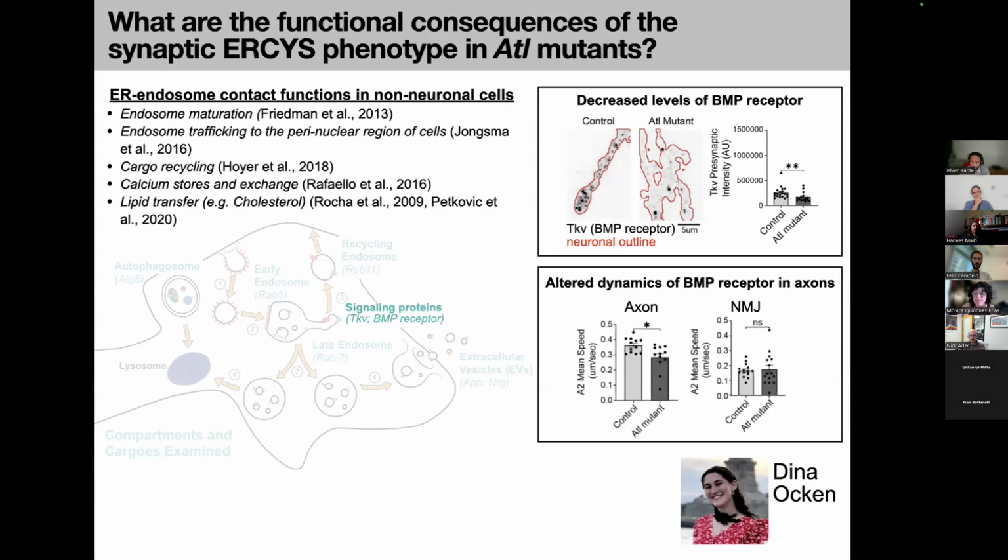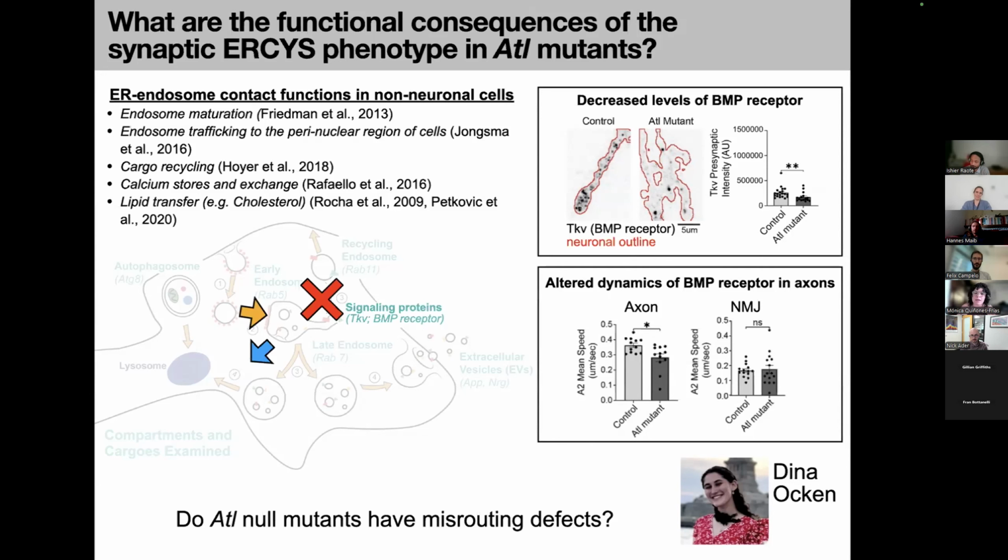This was really interesting to us because previous work has shown that Atlastin mutants actually have increased BMP signaling. This led her to also look at the dynamics of this BMP receptor, either in axons or at the NMJ, and surprisingly she found that there was no change in the dynamics at the NMJ, or at the presynaptic terminal, but yes, in the axon. This has led us to a hypothesis that we are exploring right now. I'm definitely going to be using Hannah's probes to assess if there are any misrouting defects occurring in Atlastin mutants that either block things from getting to where they're supposed to, or enhance or create even new compartments. And so that's where we're at right now.